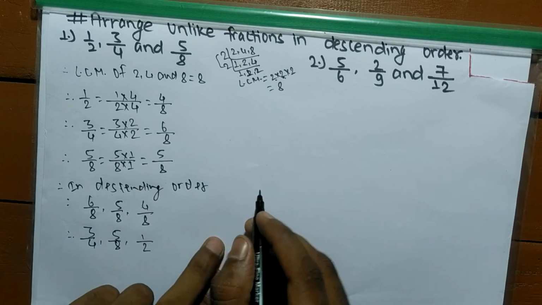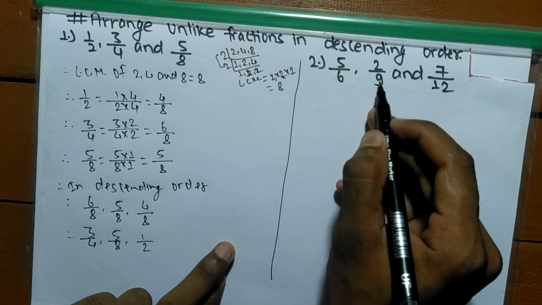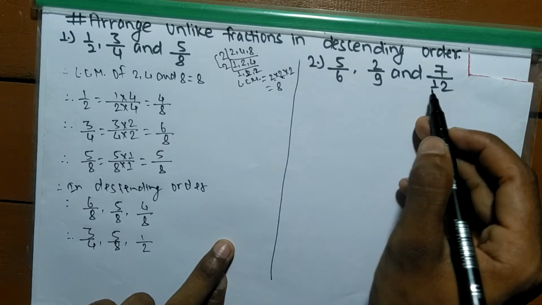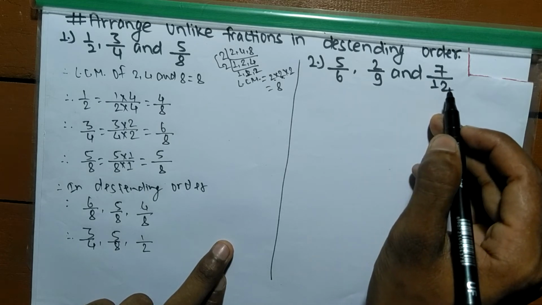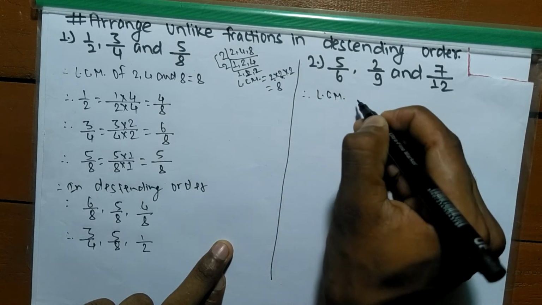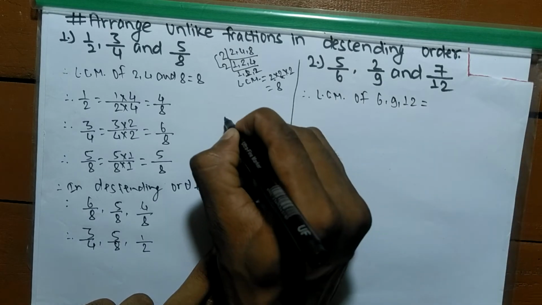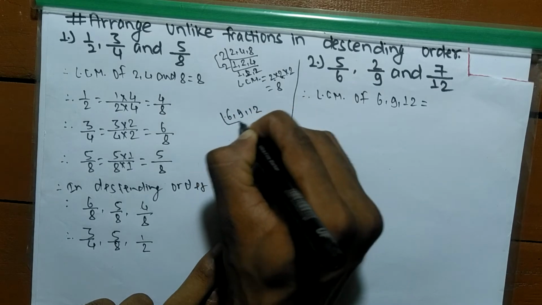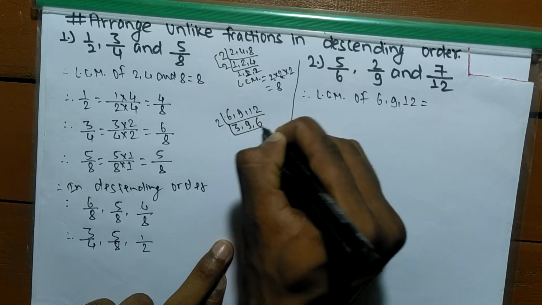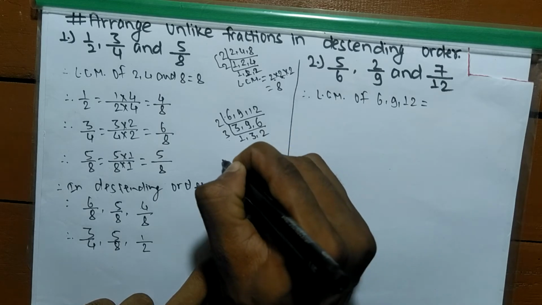In the same way, we have a second problem to solve, which is 5 by 6, 2 by 9 and 7 by 12. These are also unlike fractions and we are going to arrange them in descending order. In the same way, first of all you have to take the lowest common multiple, the LCM, of the denominators 6, 9 and 12. So it is 2 times 3 is 6, 9 as it is, 2 times 6 is 12. Now it is 3 times 1 is 3, 3 times 3 is 9, 3 times 2 is 6.